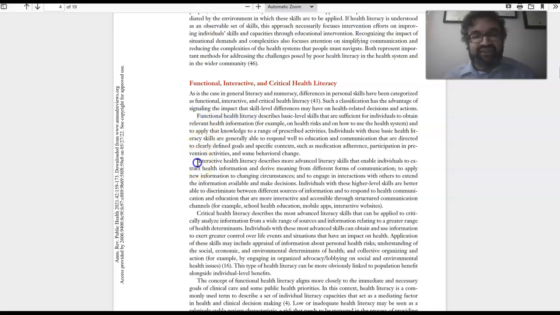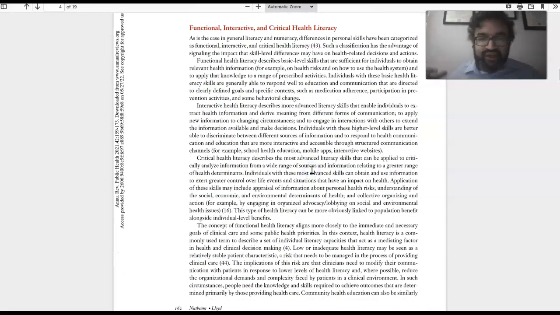But then when patients have interactive health literacy, this requires a little bit more advanced skills, because it allows not basic interaction, but the ability to simultaneously extract pertinent health information. So it takes multiple levels of attention when you're not only interacting, but also speaking in a language that is not typically something people would talk in. Then we're talking about critical health literacy, and that is the most advanced literacy skill to have.